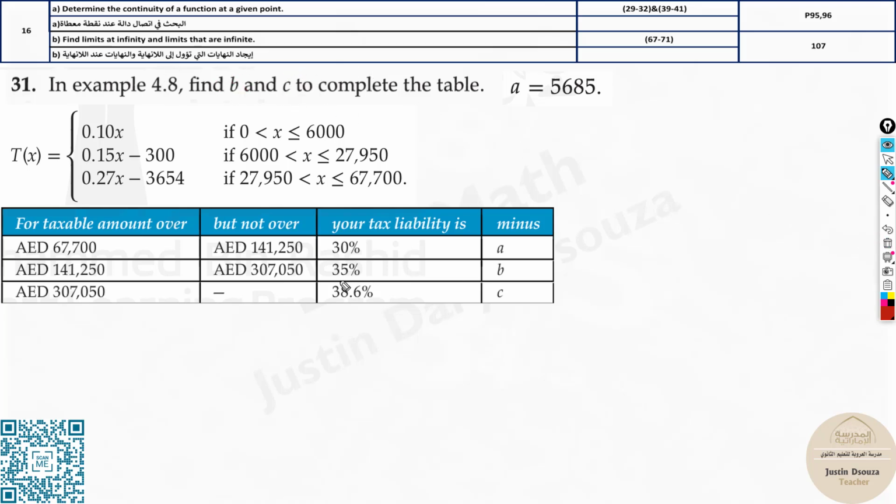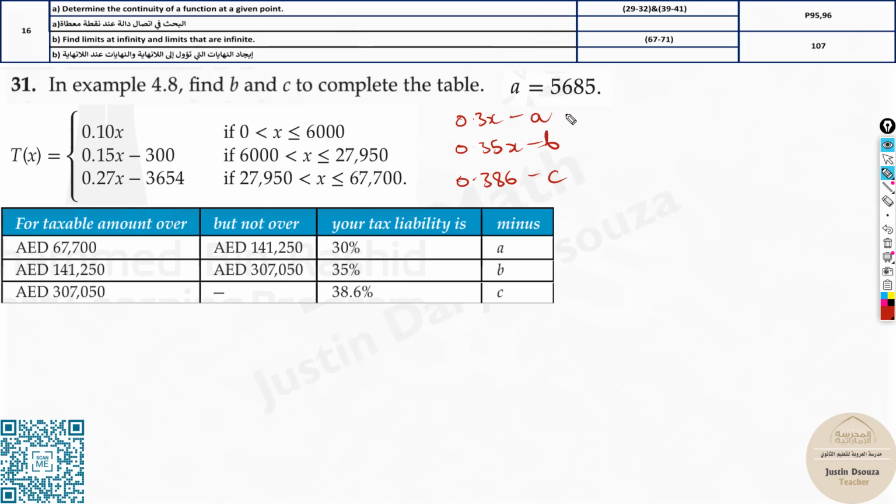Now I'll write the equations for these. It's pretty simple. 0.35x minus b. So I'll just write it over here. We already have 0.3x minus a, which is over here given. Next one is 0.35x minus b, and lastly is 0.386 minus c. And these are the ranges over here given. I'm not going to write it again over here. But now, how do we solve it?